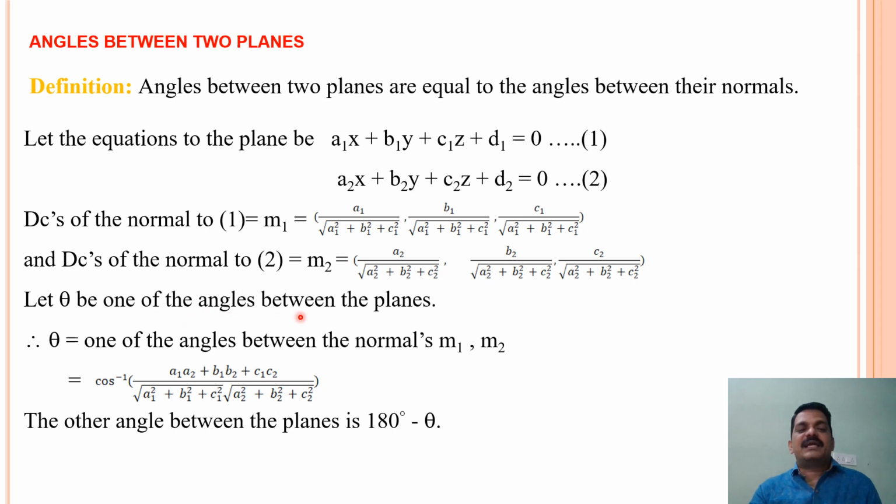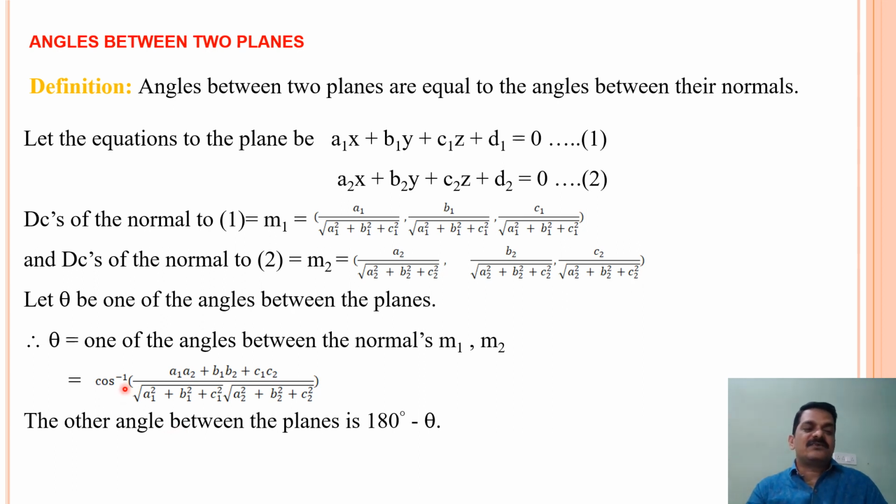So let theta be the angle between plane equations 1 and 2. Then theta is equal to one of the angles between the normals m1 and m2. That is equal to cos inverse of a1 into a2 by square root of a1 square plus b1 square plus c1 square into square root of a2 square plus b2 square plus c2 square, plus b1 into b2 by square root of a1 square plus b1 square plus c1 square into square root of a2 square plus b2 square plus c2 square, plus c1 into c2 by square root of a1 square plus b1 square plus c1 square into square root of a2 square plus b2 square plus c2 square.